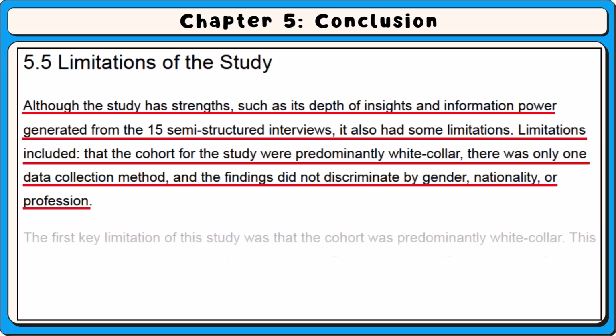Here's an example. Although this study has strengths such as its depth of insights and information power generated from 15 semi-structured interviews, it also has some limitations. Limitations include that the cohort for the study were predominantly white collar, there was only one data collection method used, and the findings did not discriminate by gender, nationality, or profession.